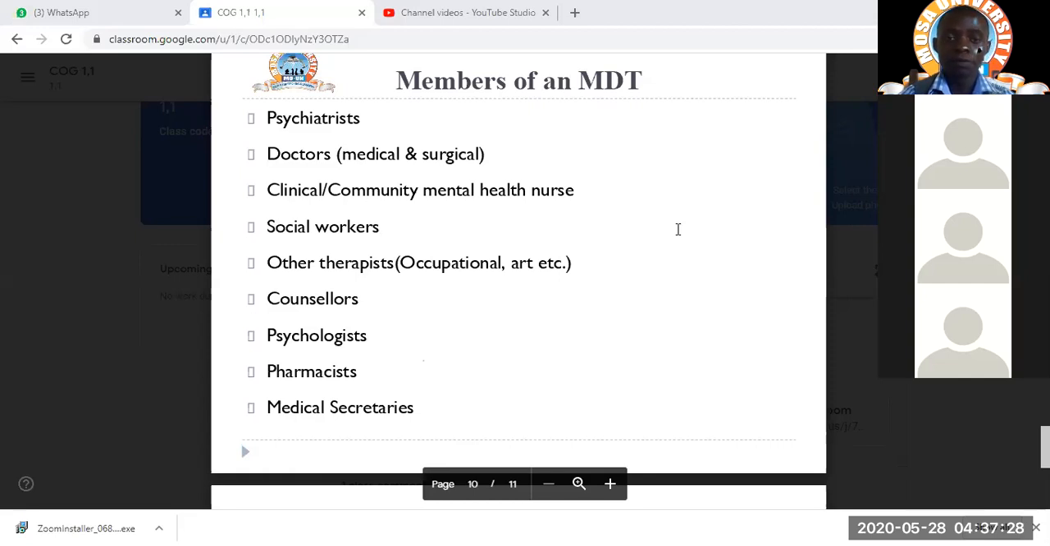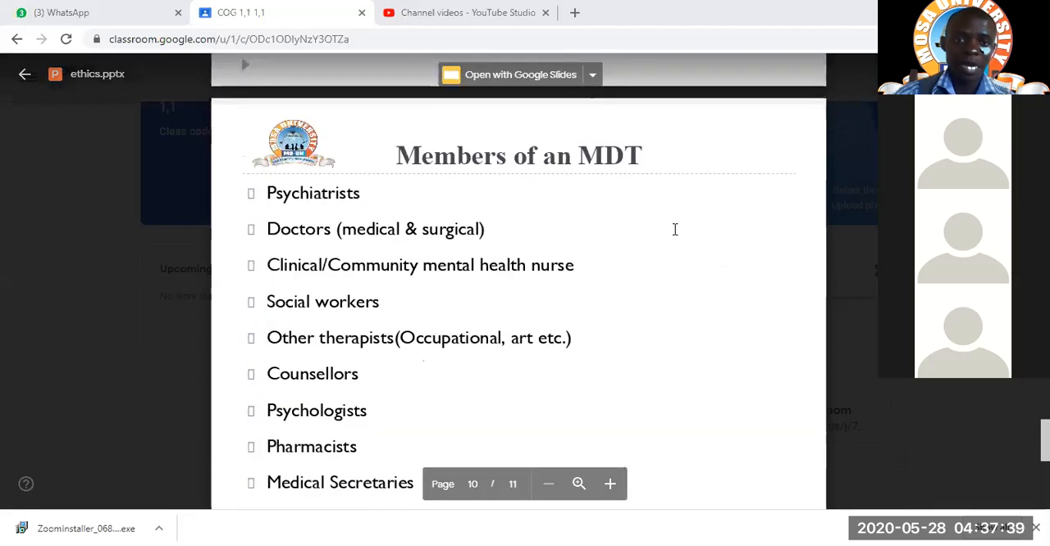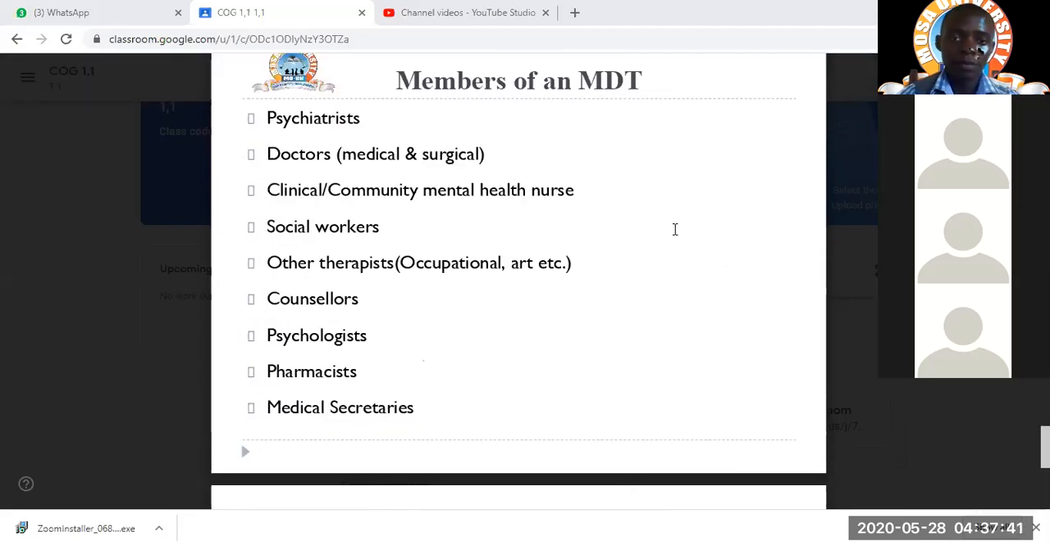If a question comes in the exam to say, define an MDT or a multidisciplinary healthcare team, the definition has been given to you. Another question may come to say, explain the functions of an MDT. The functions have been highlighted. Lastly, a question may come to say, explain or list at least 6 members of a multidisciplinary healthcare team, or list at least 8 members. You are required to pick from the list that has been given to you.